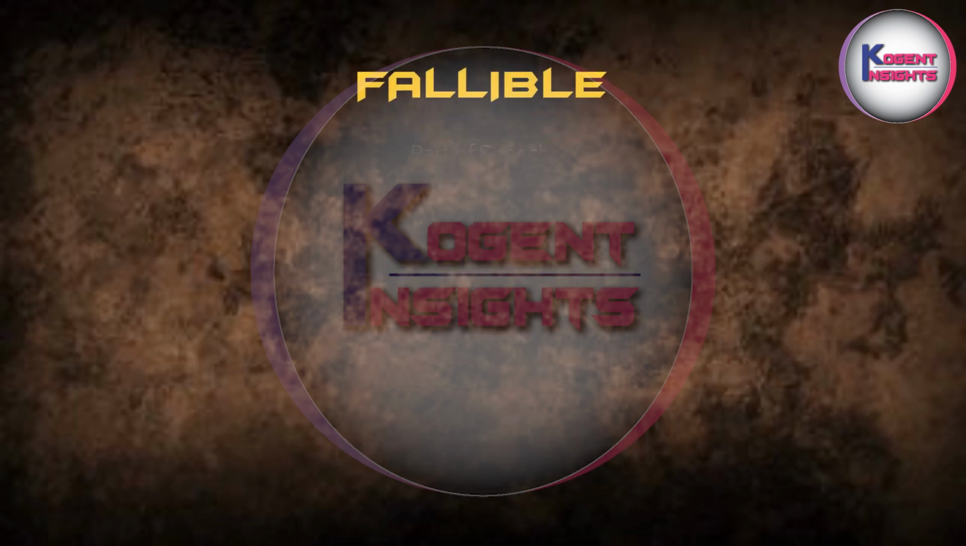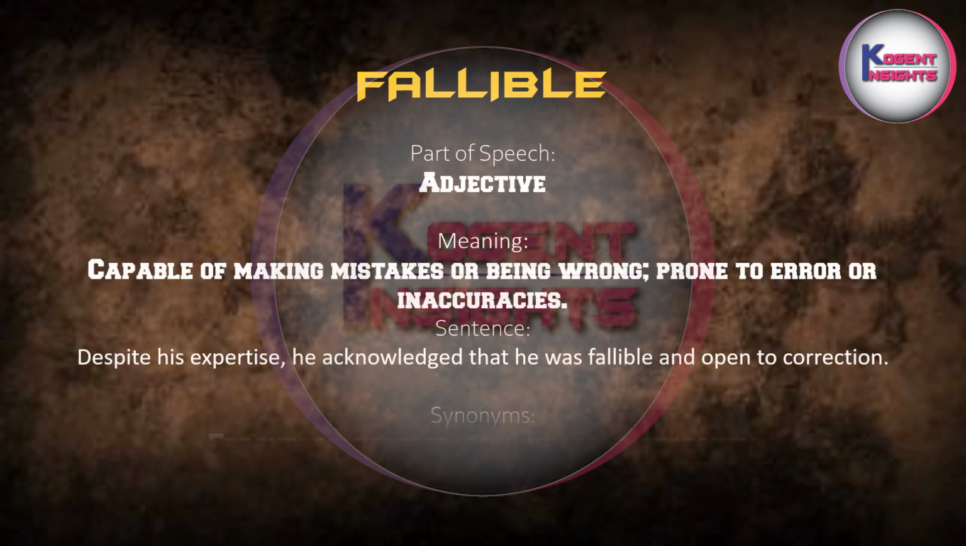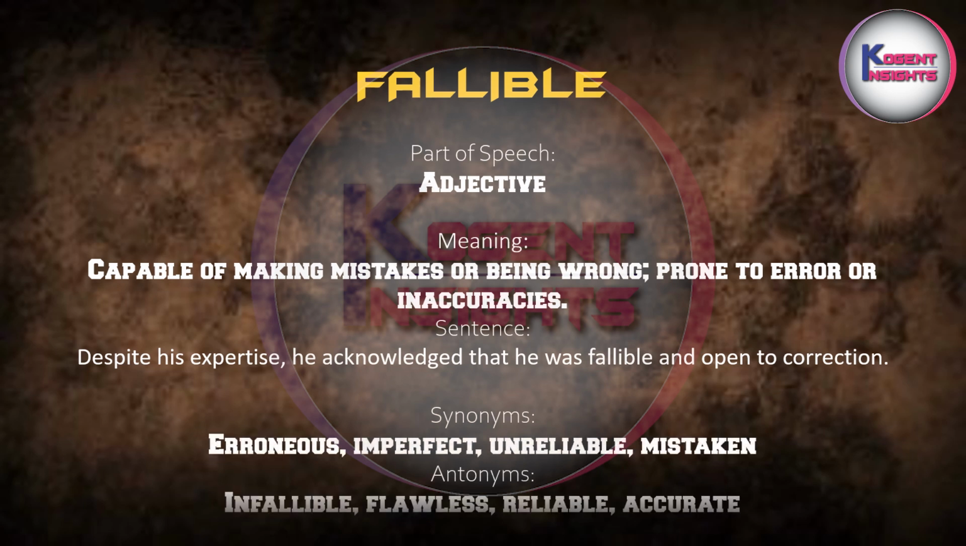Fallible. Part of speech, adjective. Meaning, capable of making mistakes or being wrong, prone to error or inaccuracies. Sentence, despite his expertise, he acknowledged that he was fallible and open to correction. Synonyms, erroneous, imperfect, unreliable, mistaken. Antonyms, infallible, flawless, reliable, accurate.